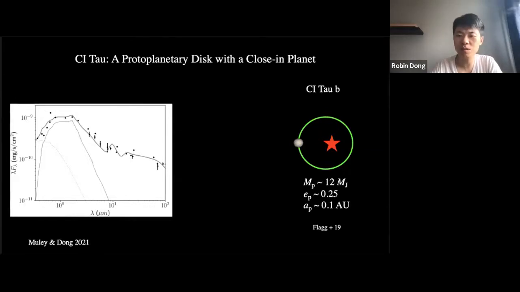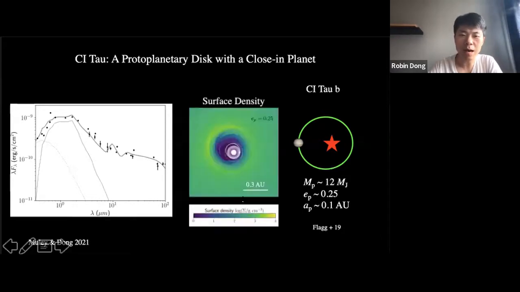So we looked into this by quantitatively checking whether the presence of the planet is consistent with the SED. We ran hydro simulations putting the planet in the disk. Indeed, the planet does open a big and eccentric cavity, about 0.3 AU in radius, and the cavity is almost 3 orders of magnitude depleted in gas. So it's, quote unquote, big and deep.